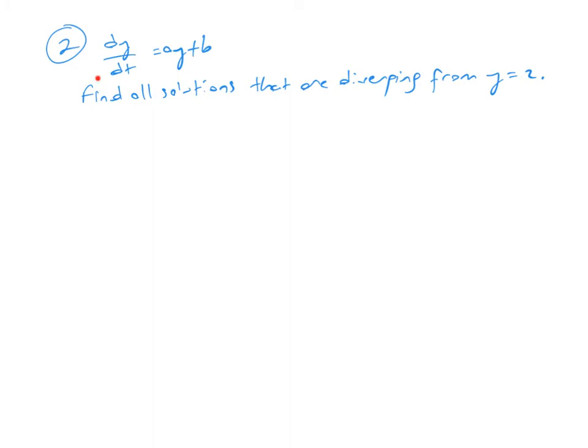In this problem, again, the general form of the differential equation is given by dy over dt is equal to ay plus b. We are asked to find all solutions that are diverging from y is equal to 2. Since it is said that all solutions are diverging from y is equal to 2, our equilibrium point is equal to 2. So, if we were to sketch our graph, it should look like this.